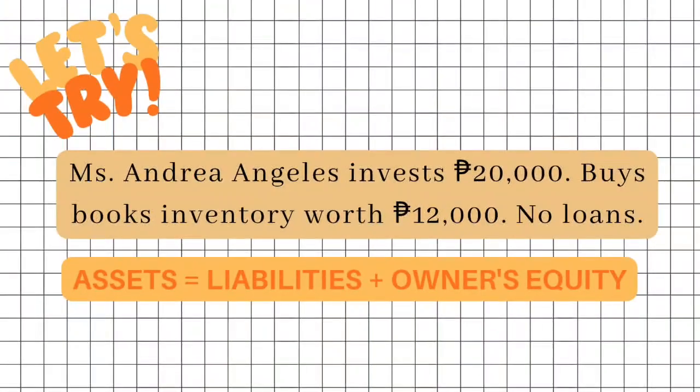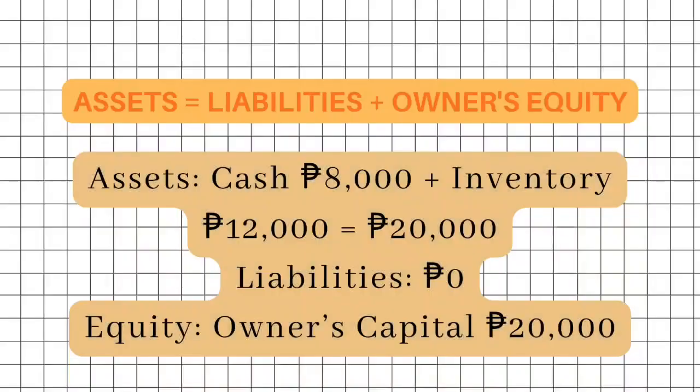Assets equals liabilities plus equity. Miss Andrea Angeles invests 20,000 pesos and buys book inventory worth 12,000 pesos. She has no loans, so there are no liabilities. The assets are cash 8,000 plus inventory 12,000 pesos, totaling 20,000 pesos. Since there are no liabilities, all assets come from the owner's capital.